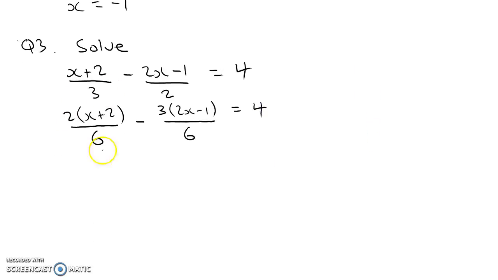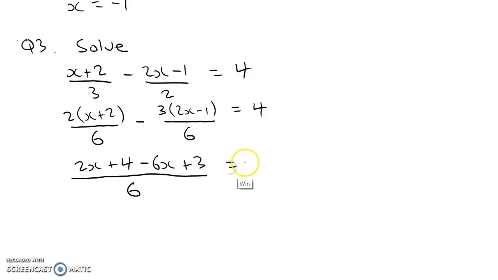Now we can write this left-hand side, just to tidy it up, all over the denominator of 6 as one fraction, and in the same step, we'll expand the bracket, so we'll get 2x plus 4. This negative applies to this 3, so minus 3 times 2x will give us minus 6x. Minus 3 times minus 1 will give us plus 3, because we've got a double negative there.